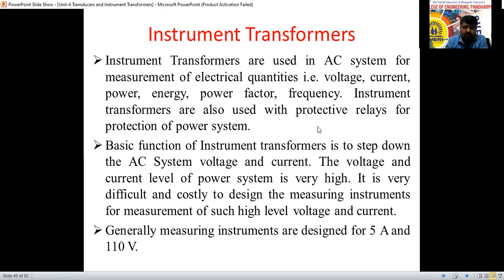Can any one of you define transformer? What do you mean by transformer? I don't want the exact answer as it is. Transformer means what? I will wait for your answer. Only when you answer will I go ahead.